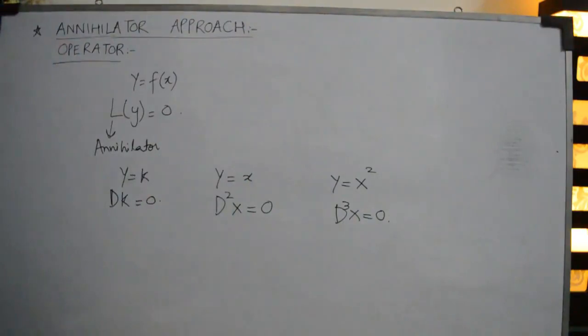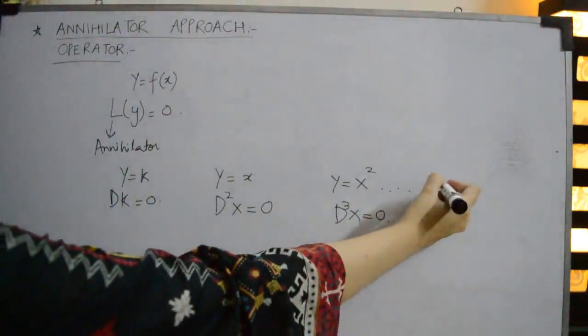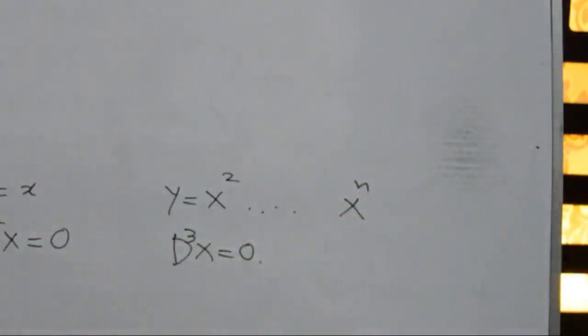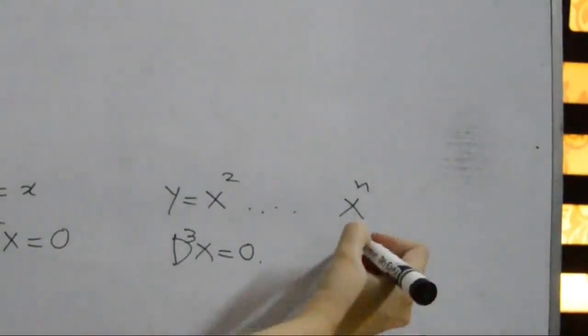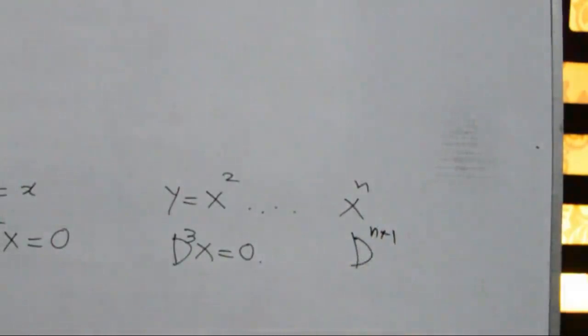And if I generalize it, and it is a x to the power n, how many times does it have to be differentiated? It has to be differentiated n plus 1 times. So its annihilator operator is d to the power n plus 1. So that is the annihilator operator.